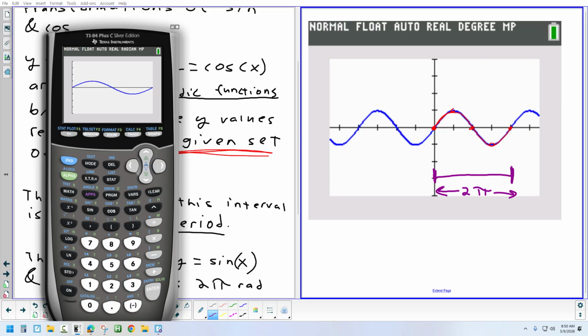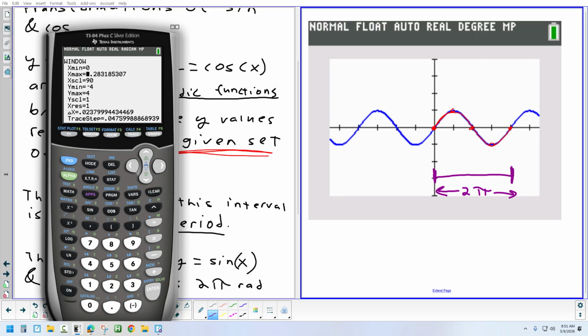Now, what if I wanted to see 2 periods? That's 1. What could I adjust my window to so I could see 2 full periods? What do you think I'd have to change? Your X scale? The X scale just controls how often you see a tick mark on the screen. It's just a visual thing. Your X max, sorry. Yes, I'd have to change my X max.